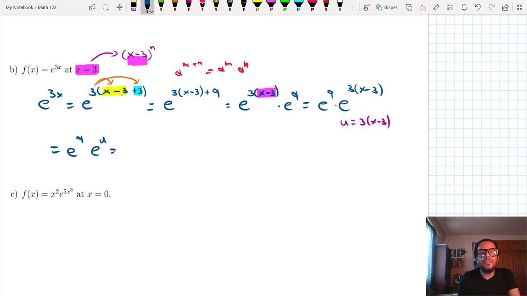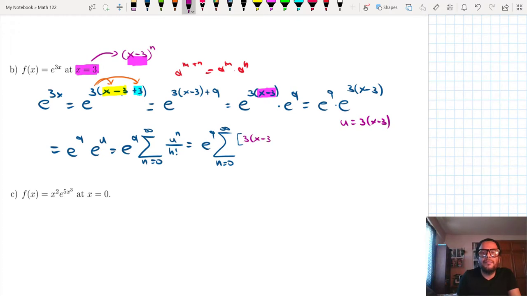So what do we know about the series for e to the u? Well, this is e to the 9 that multiplies the power series representation of e to the u, which is the sum of u to the n divided by n factorial. But what is u for us? So this is e to the 9th, sigma n equals 0. So we are going to have 3 times x minus 3, the whole quantity to the nth power, divided by n factorial.